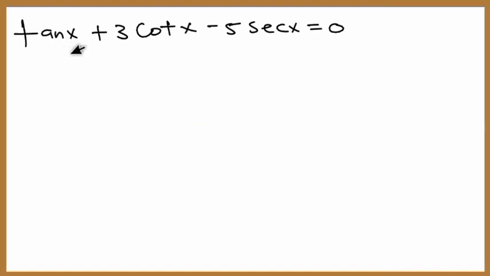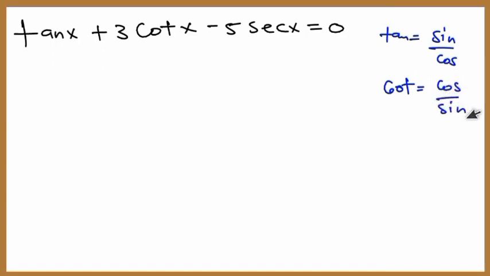Now in this question, what we have to do first is to remember our trig identities for tan, cot, and sec. So we will have tan equals sine divided by cos, cot equals cos divided by sine, and sec equals 1 over cos. With these identities, we will replace tan, cot, and sec with their identities.